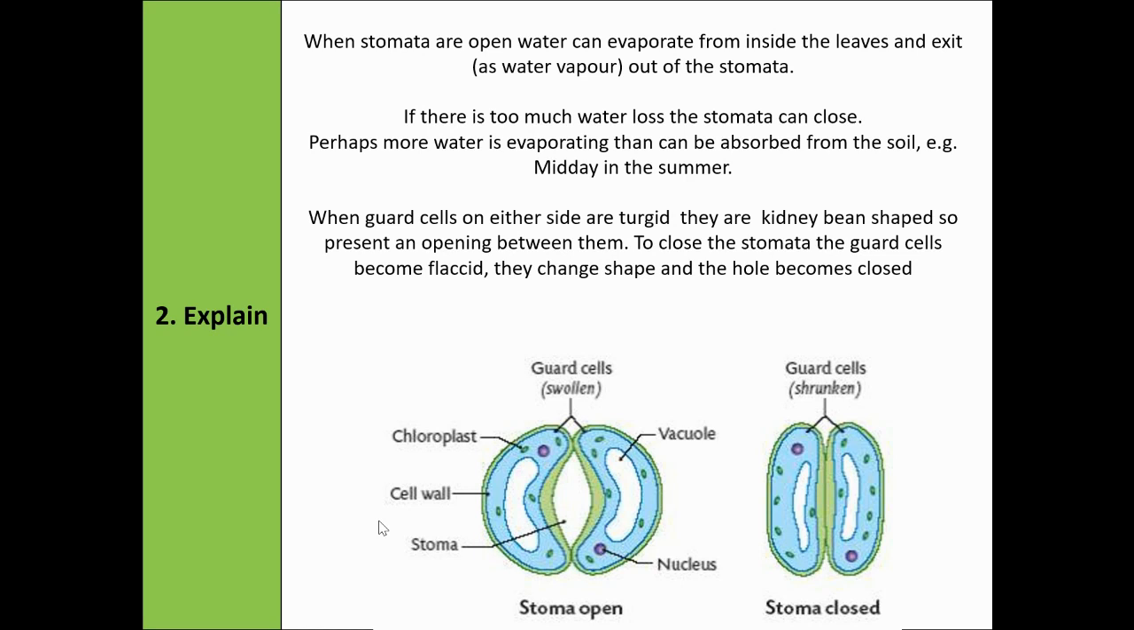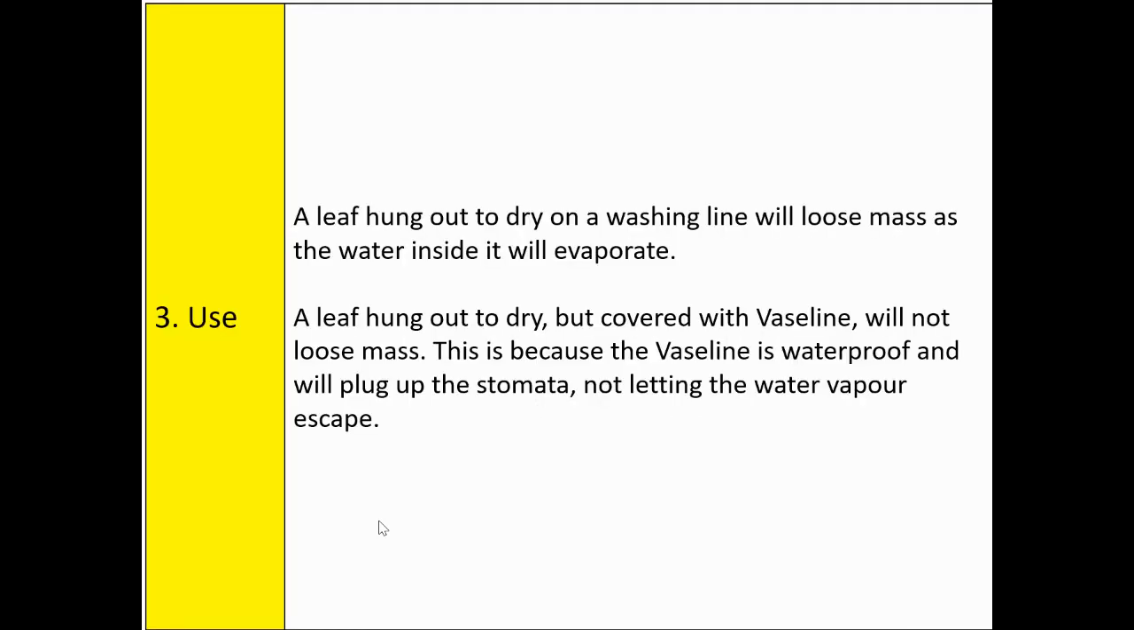Okay, so it's this bottom paragraph really that is answering that. Turgid compared to flaccid, open compared to closed. The use section. A leaf hung out to dry on a washing line will lose mass as the water inside evaporates. A leaf hung out to dry but covered in Vaseline will not lose mass. This is because the Vaseline is waterproof and will plug up the stomata, not letting the water vapor escape. So that's the explanation there.